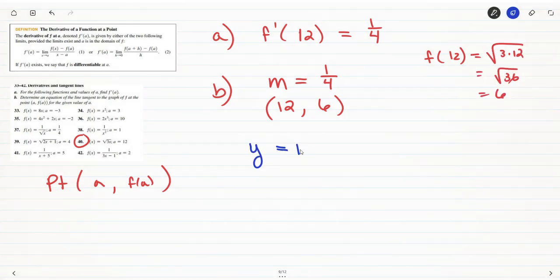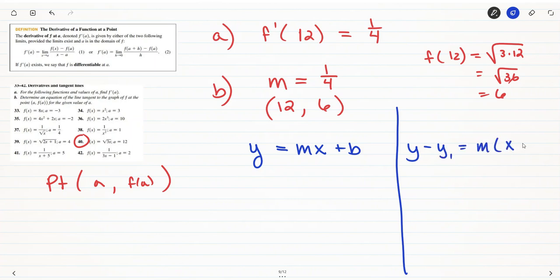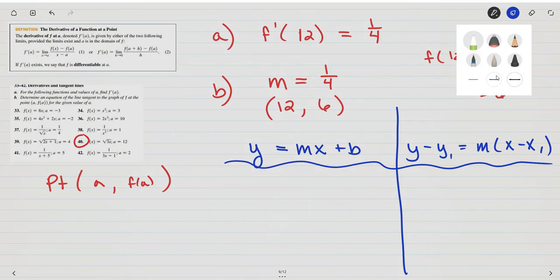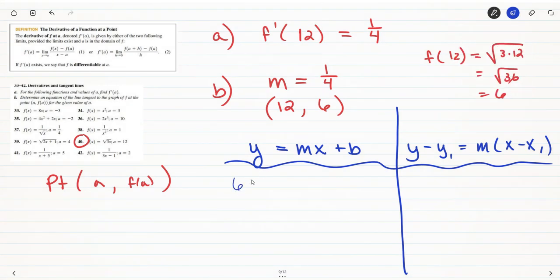you could use y equals mx plus b, or you could use y minus y1 equals m times x minus x1. Either one works just as well. I'm going to go ahead and do both just to make sure everyone's comfortable with one or the other. For y equals mx plus b, what I like about this is now I don't have to remember another equation, but I'm going to replace y with 6, m with 1/4, x with 12, and find that b equals 3.